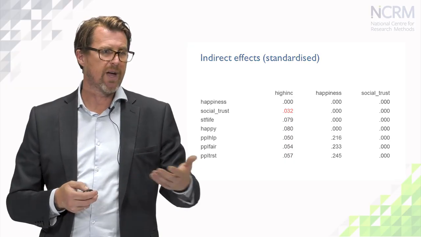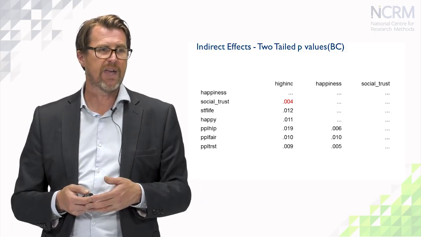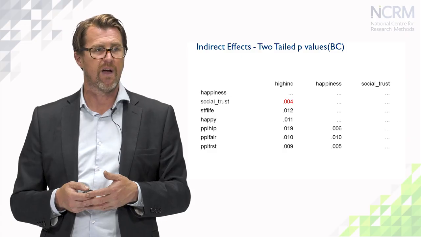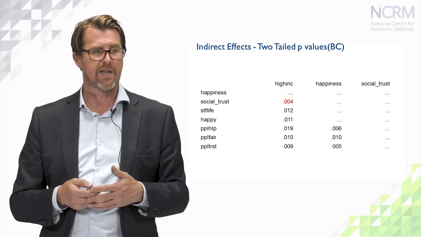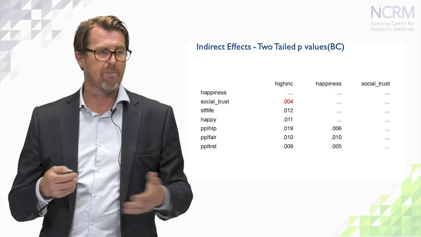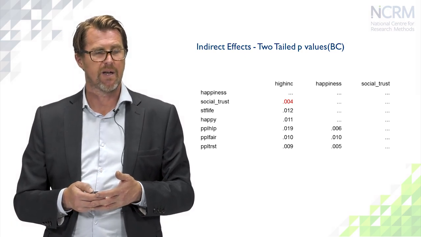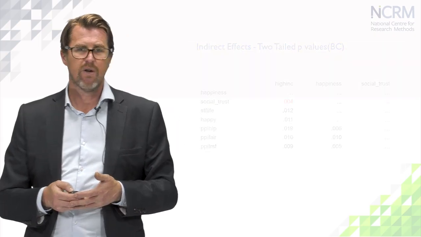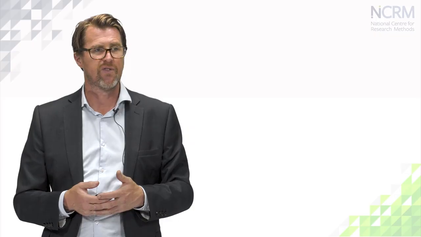Also in SEM software, you will get, as I said, the standard errors either through bootstrapping or parametric estimation, and here we see that the two-tailed p-value for that indirect effect of income on social trust is significant at the 95% level of confidence. So we could reject the null hypothesis that there is no indirect path between income and social trust. So that's a very brief look at the way that we can fit mediation models and what some of the advantages are of doing this within a SEM context.